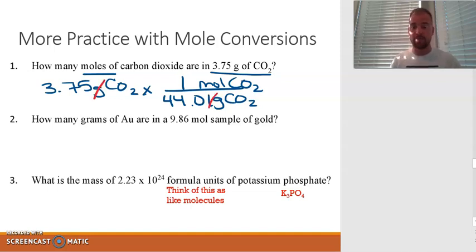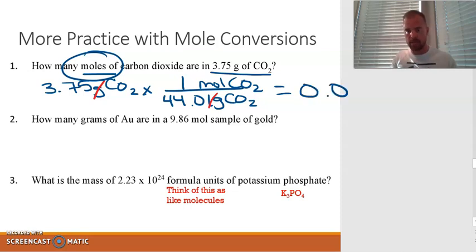So my grams will cancel out. And then I'm done. I don't have to go any further because it just wants to know moles. That's it. So I can stop right there. 3.75 divided by 44.01, keeping 3 significant figures. Remember that the zeros that begin the number don't count. So here's where my significant figures start counting. 8, 5, 2. And that's moles of CO2.